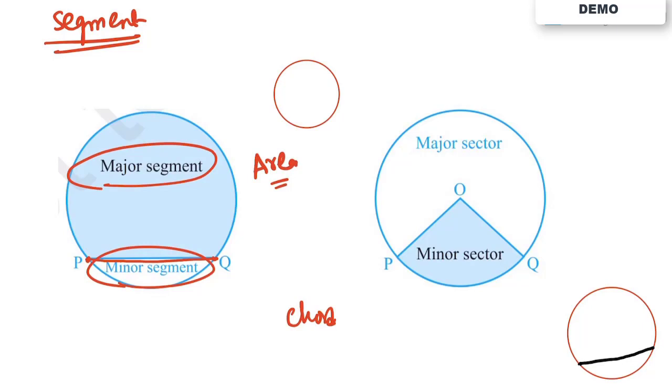Now if I divide the circle by a chord that is known as diameter, you know the largest chord is known as the diameter, then there will be no minor segment, both the segments will be equal in area. So segment is basically an area terminology.